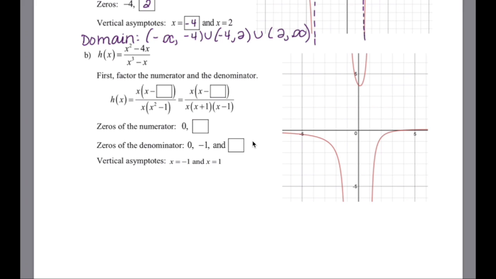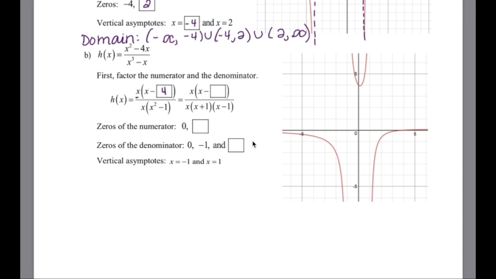Let's first factor the numerator and the denominator because I see that I can factor x squared minus 4x. They both have an x in common. When I factor out x, I have x minus 4. When I look at my denominator, I also see that they have an x in common.